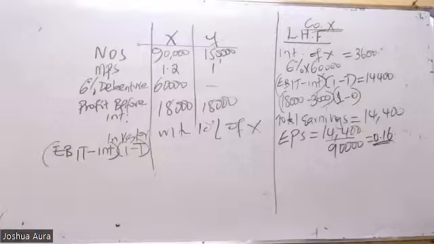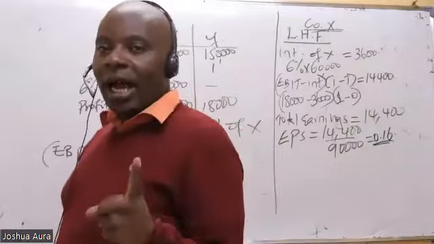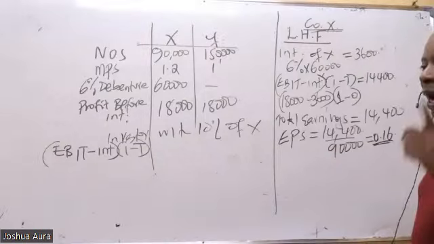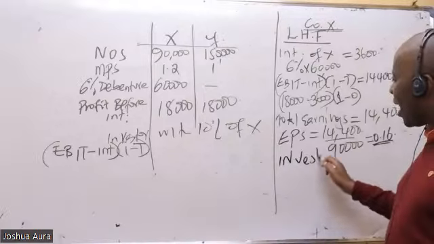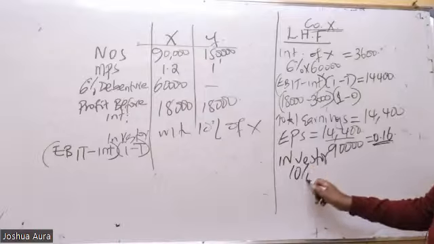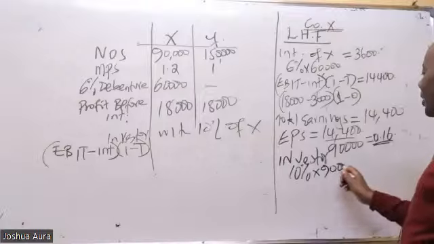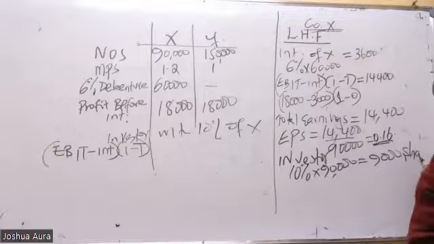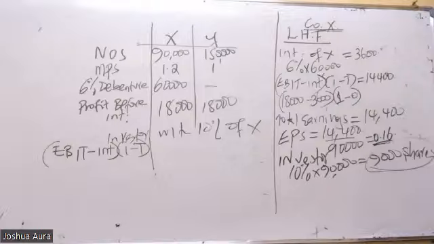Now, ladies and gentlemen, remember, currently we have an investor with a good number of shares in X. The investor has 10% of company X, 10% of 90,000, which gives me 9,000 shares.